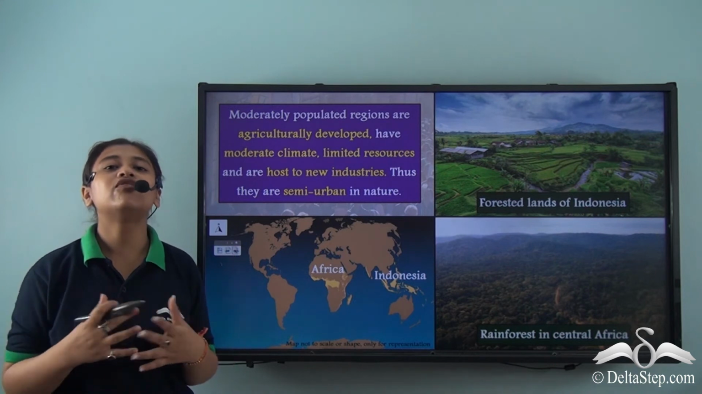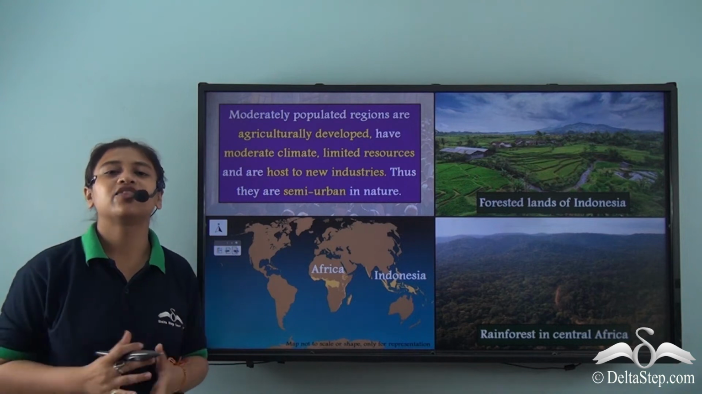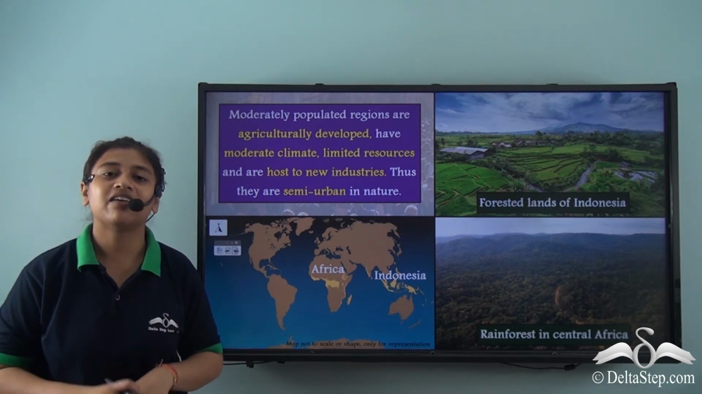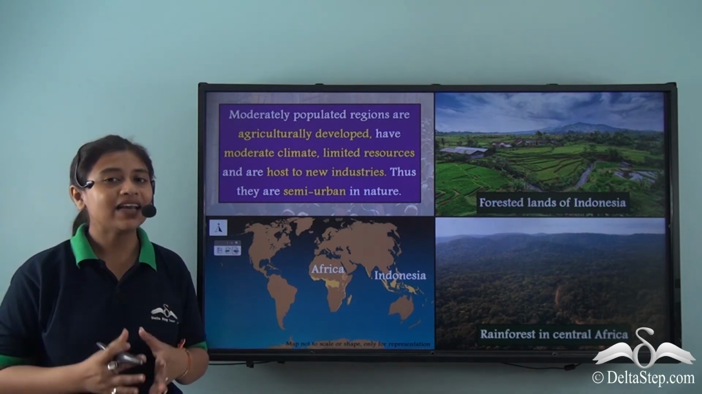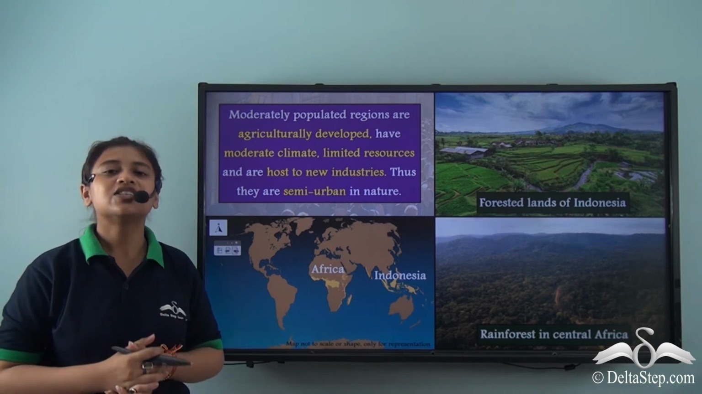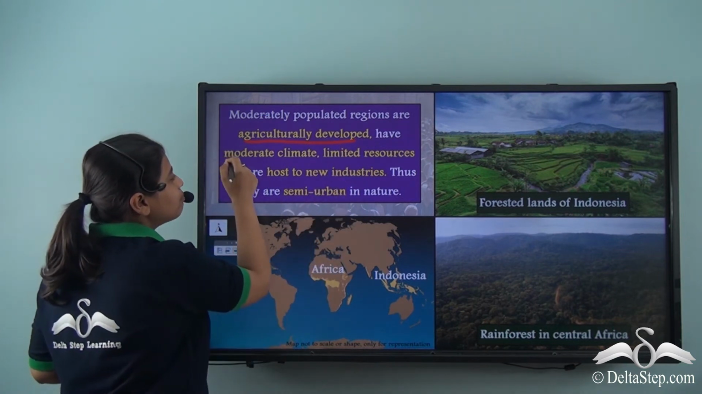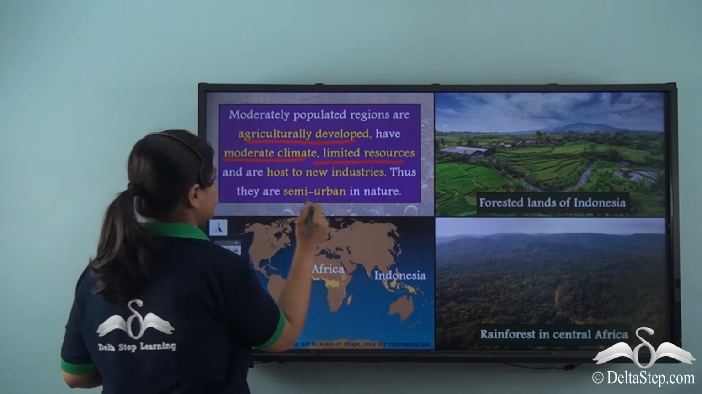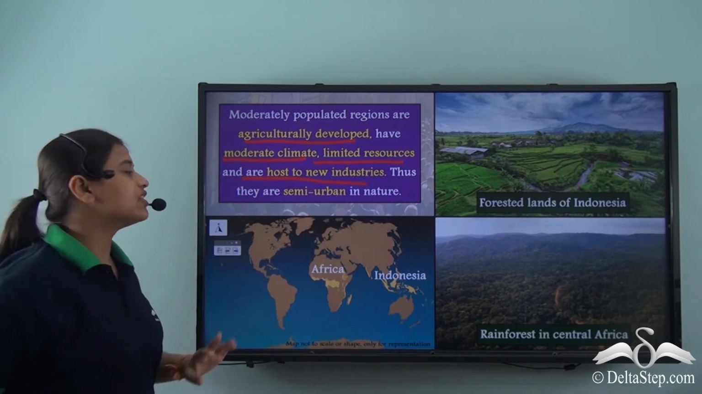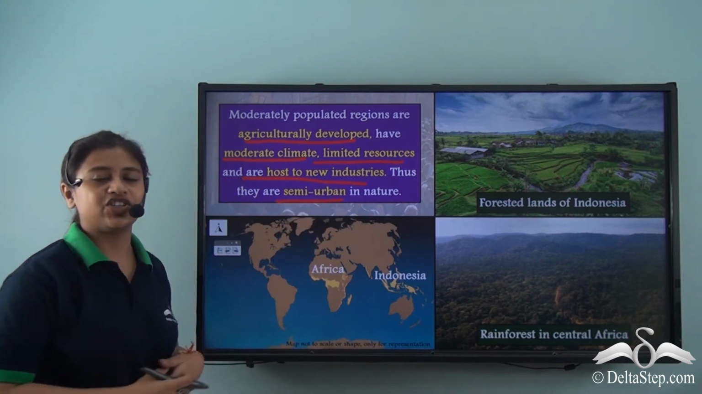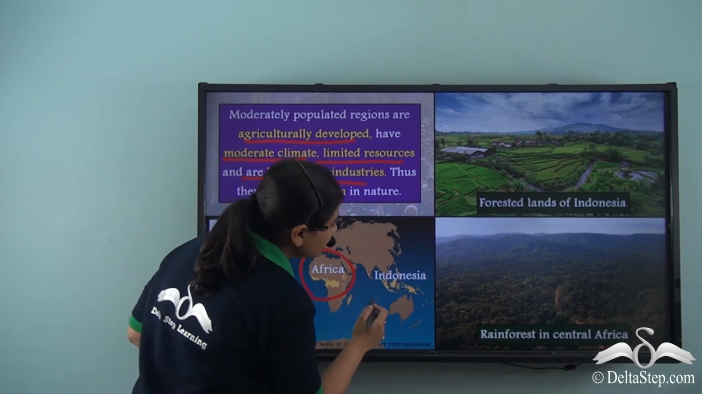So now let's move out of the densely populated regions and take a breath of relief. Let's go to places that have a moderate climate and a spacious environment. Here we are talking about the places which are moderately populated. Moderately populated regions are agriculturally developed and have a moderate climate. They have limited resources and are host to new or upcoming industries. And these generally are semi-urban in nature. A very good example of this is parts of Africa and Indonesia.